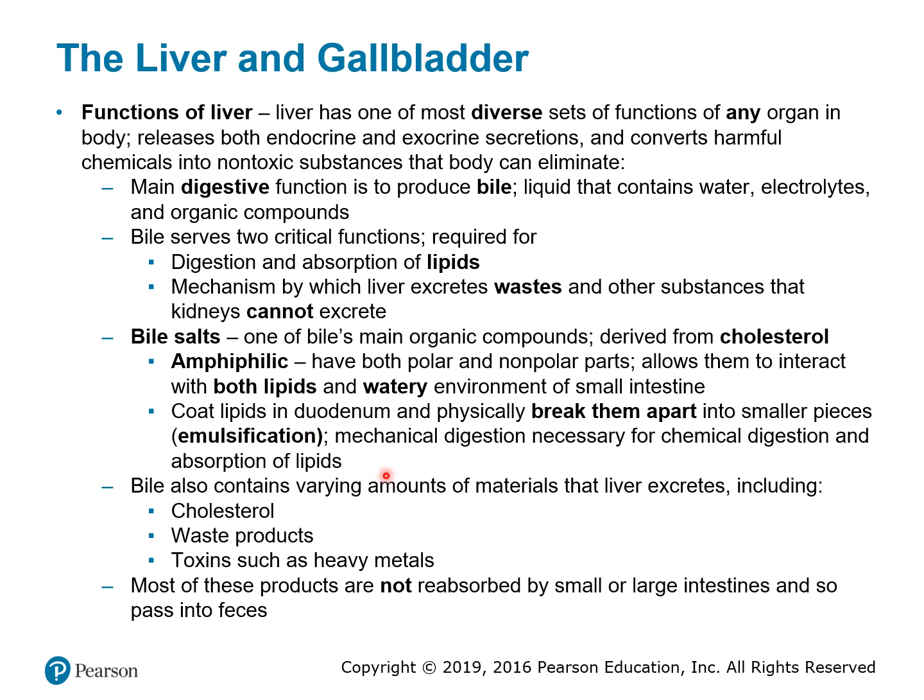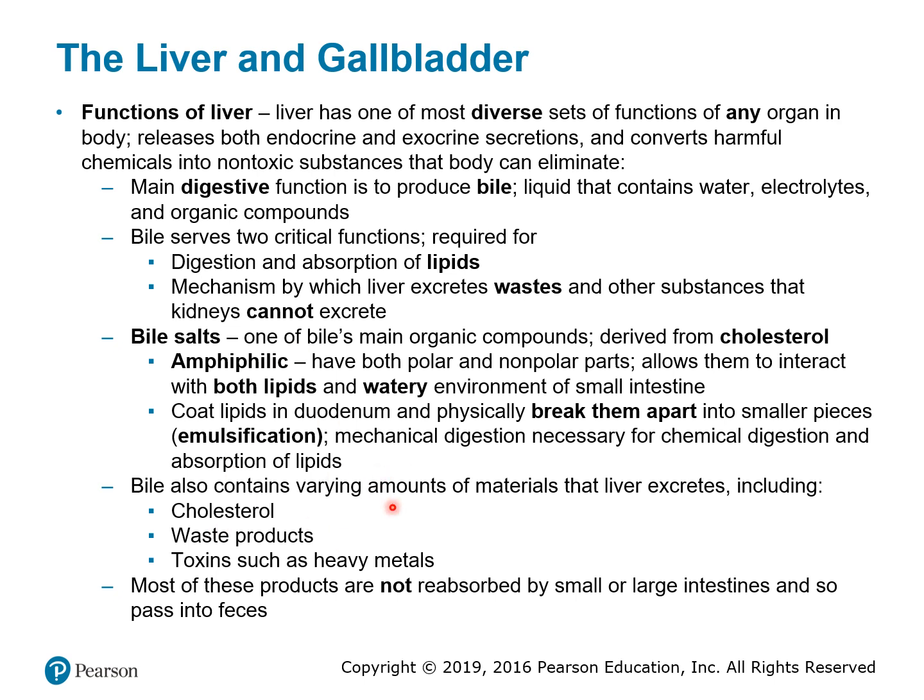So these coats of lipids that are found in the duodenum are going to be physically broken apart into smaller pieces. This mechanism is called emulsification. This is a type of mechanical digestion because something is physically broken, in order for chemical digestion, meaning the enzymes, to start the digestion and absorption of the lipids.